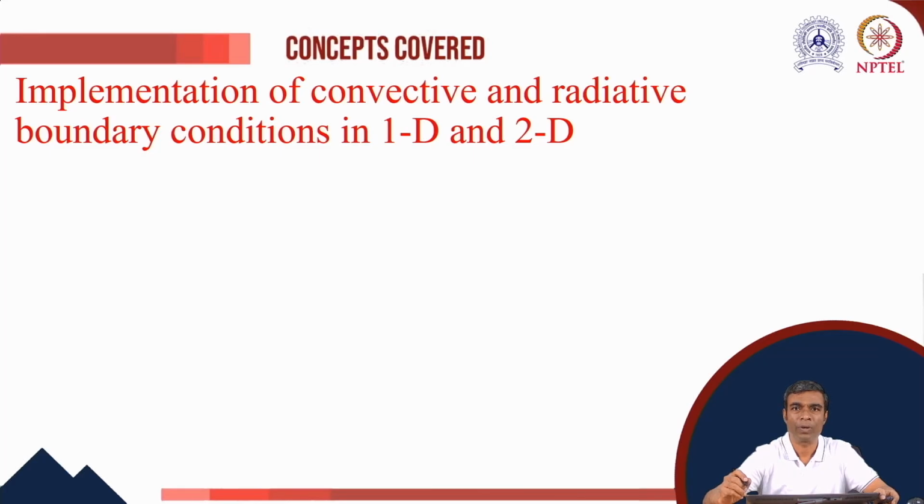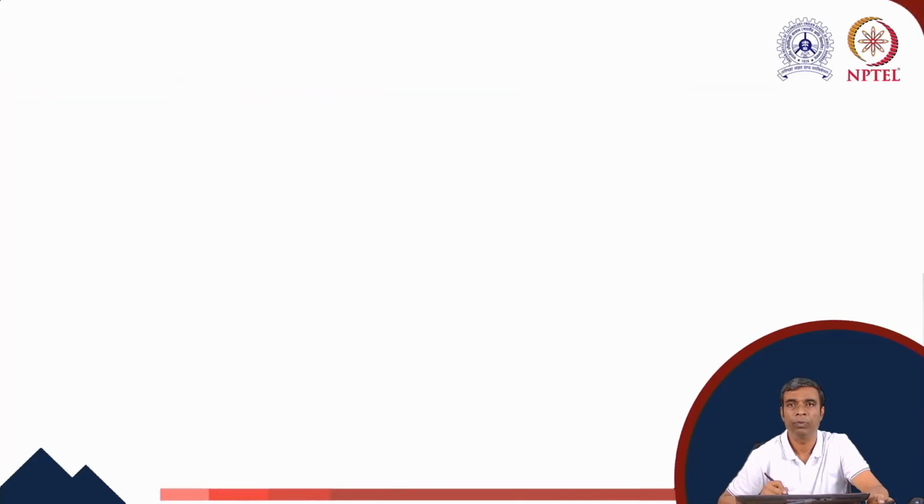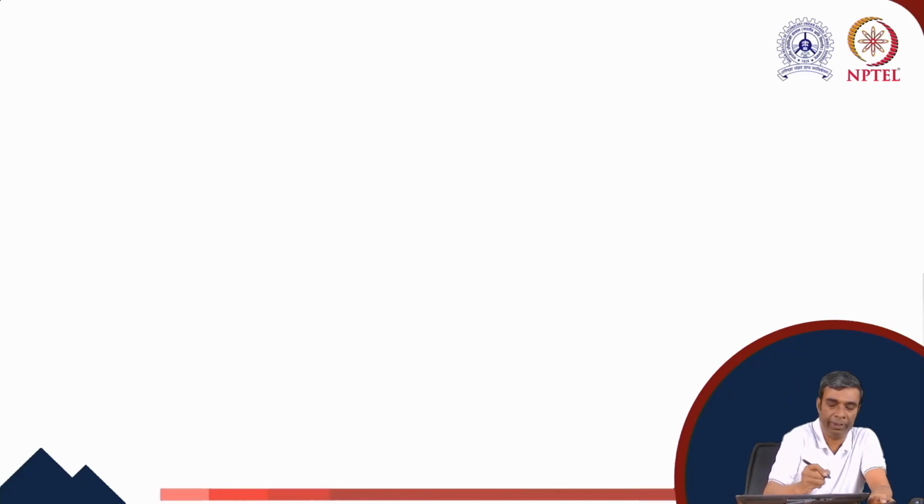In today's class, we shall illustrate the implementation of the convective as well as radiative boundary conditions in one dimension as well as in two dimensions. Both of these boundary conditions augment the coefficient matrix besides updating the element level load vector. The radiative boundary condition, as we have already shown in the previous weeks, introduces nonlinearity into the element level and finally the global matrix equation system. Now we shall illustrate the implementation of the convective boundary condition.